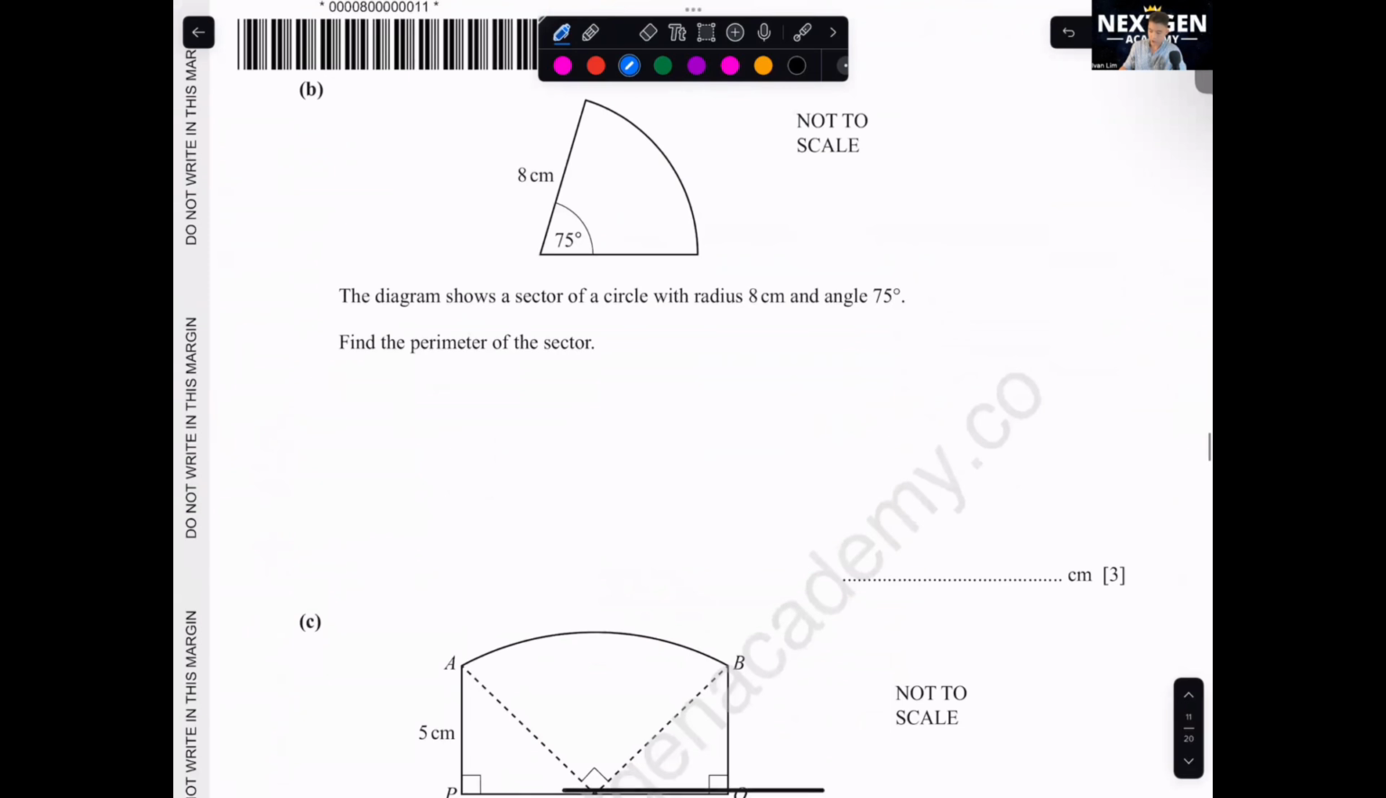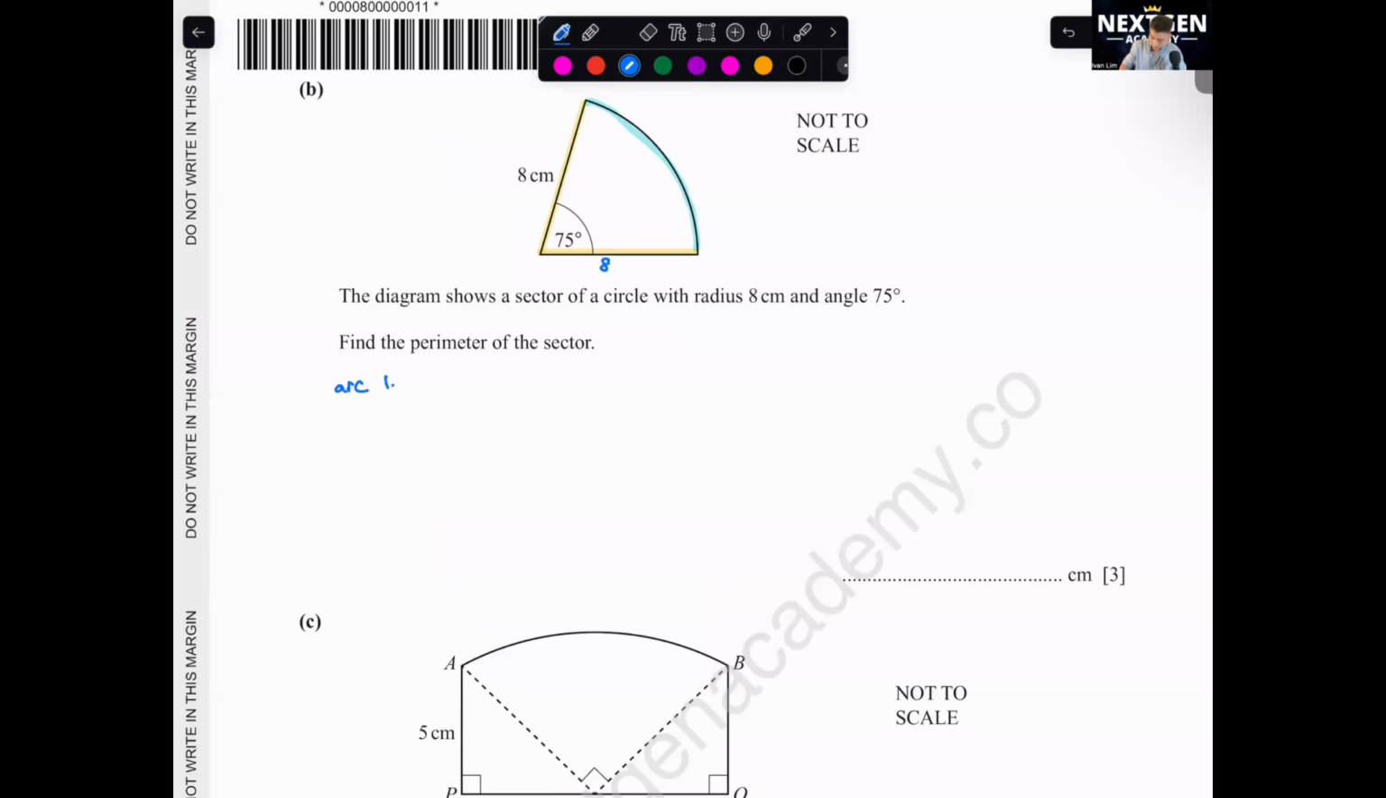Okay, let's go to question B. The diagram shows a sector of a circle with radius 8 cm and angle 75 degrees. Find the perimeter of the sector. Okay, so perimeter is made up of 3 parts: radius, radius, and the arc. Radius here is 8. Let's find the length of the arc first.